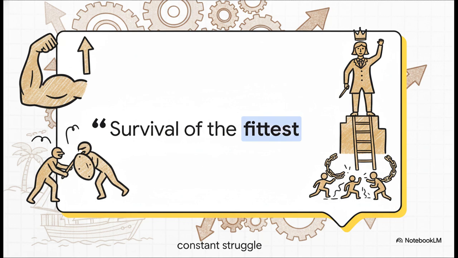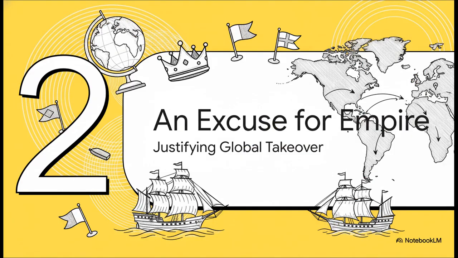I'm sure you've heard the phrase survival of the fittest, right? Well, here's a fun fact. Most people think Charles Darwin came up with it, but he didn't. It was actually coined by a philosopher named Herbert Spencer, and he applied it directly to human society. He was the one who argued that life was just a big competition where only the strongest come out on top. So how does this idea about human competition connect to world events? Well, in this next part, we're going to see how survival of the fittest became the perfect and most dangerous excuse for the age of empires.